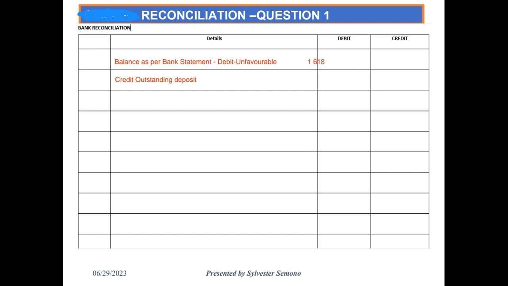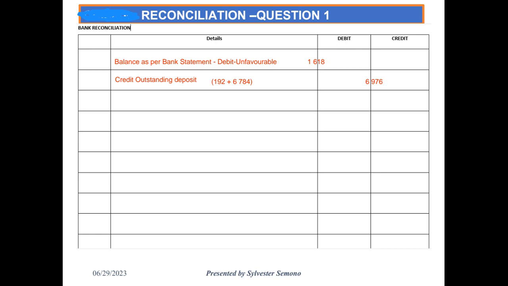The outstanding deposit is 192 plus 6,784. It gives us 6,976. I don't think that they will penalize you if you separate them. So you can separate them and say credit outstanding deposit. At the bottom, you put another one. They won't penalize you.